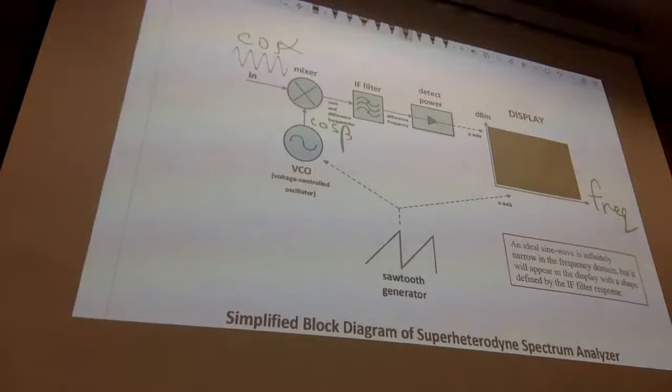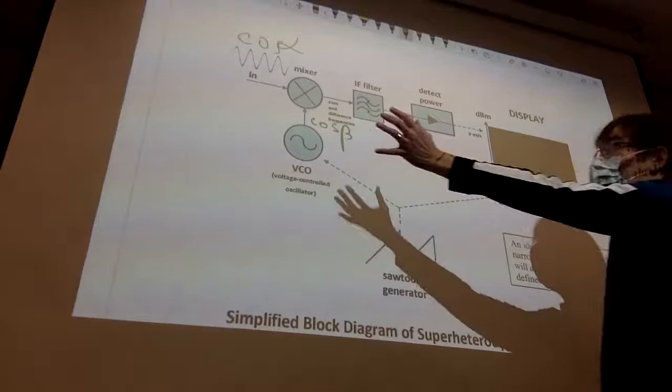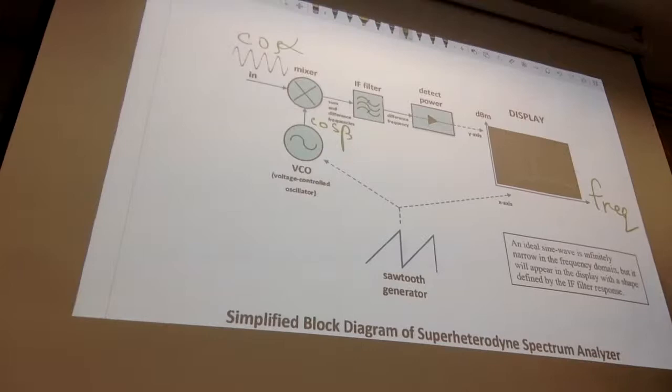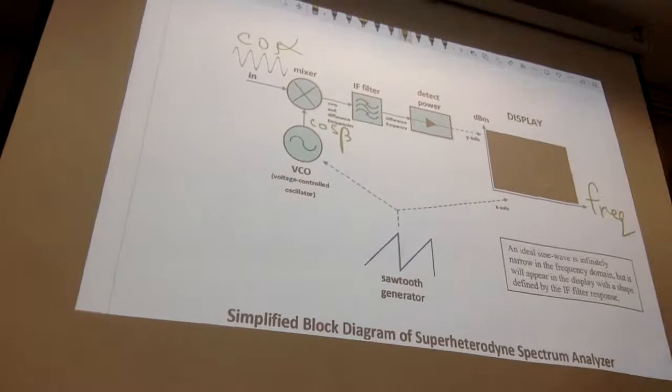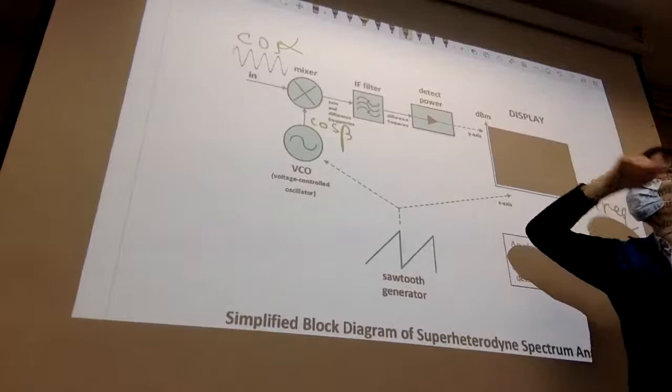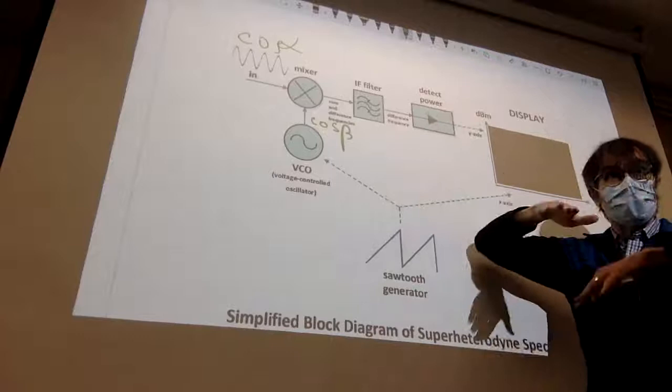Okay. We have the sum and difference. Great, but if we displayed both of them, we'd have a crazy display. We need to get rid of one of them. Which one do we want to get rid of? We're coming down in frequency. We want to get rid of the sum. How? We said before, filter. That's the filter. It's called the IF or intermediate frequency filter.